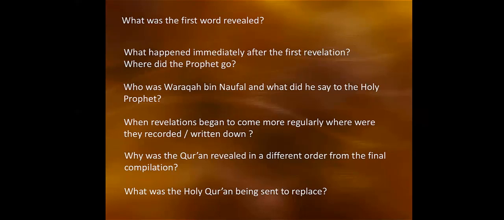And your next question is, why was the Quran revealed in a different order from the final compilation? That means the final order. Do you remember why it was revealed in a different order? Unfortunately, no. No, it doesn't matter. It was revealed in a different order because the messages that Allah Ta'ala gave to the Holy Prophet ﷺ were the messages he needed at that particular point of time. So once the whole of the Quran was revealed, it was put in the order that we have it today. Okay, Jazakumullah.